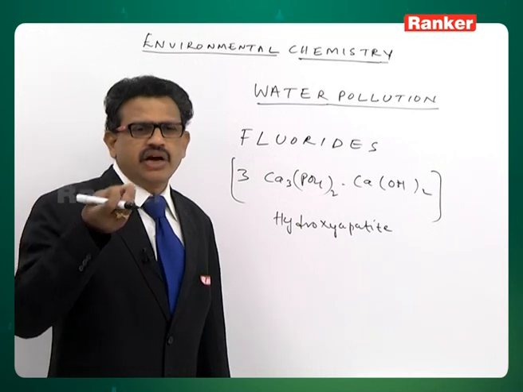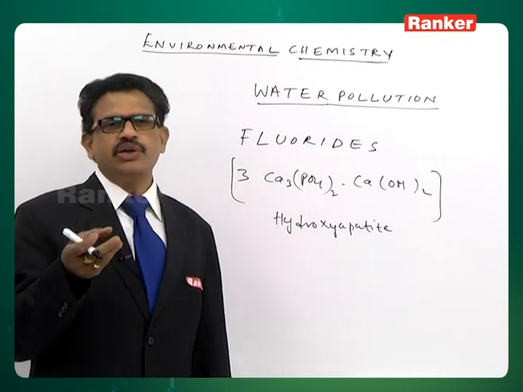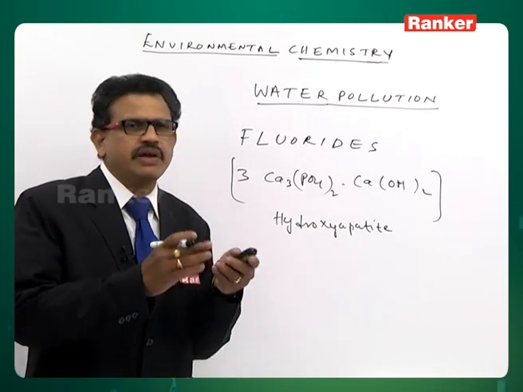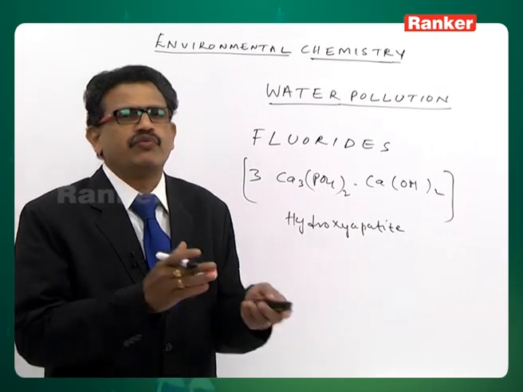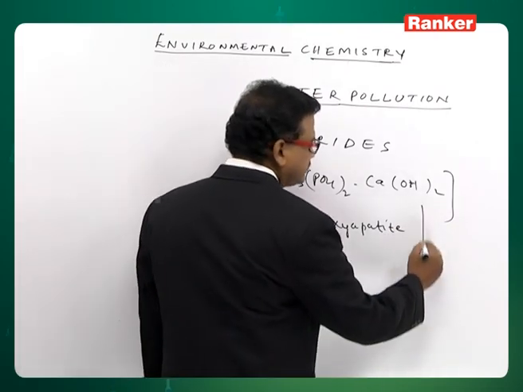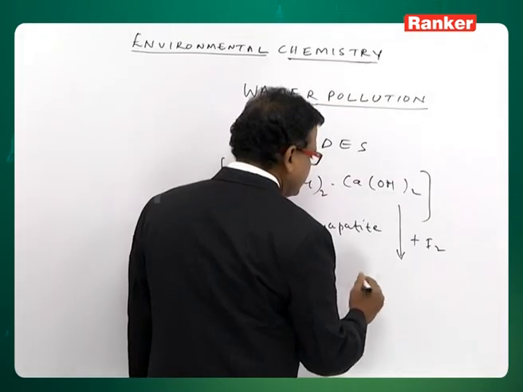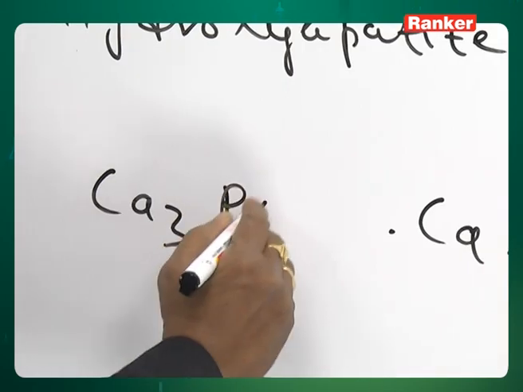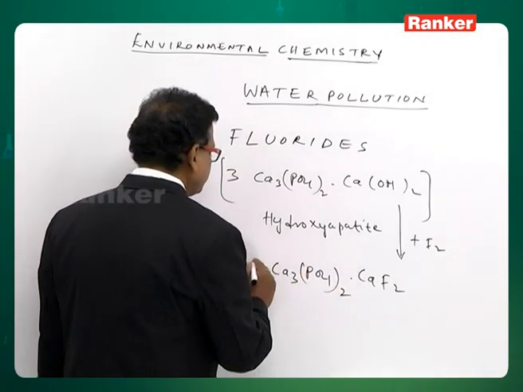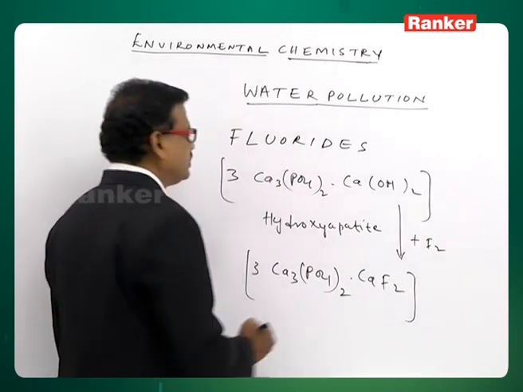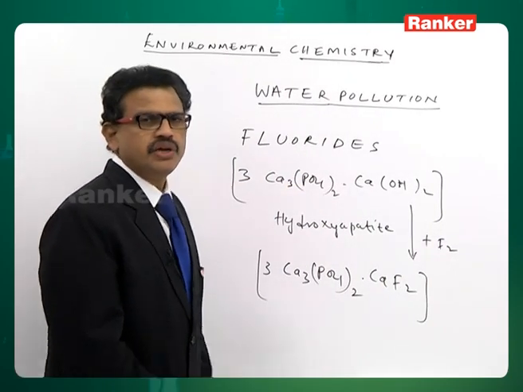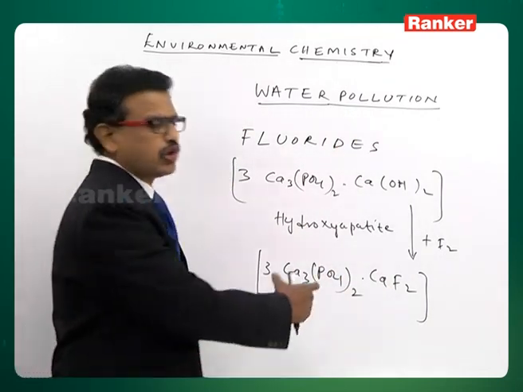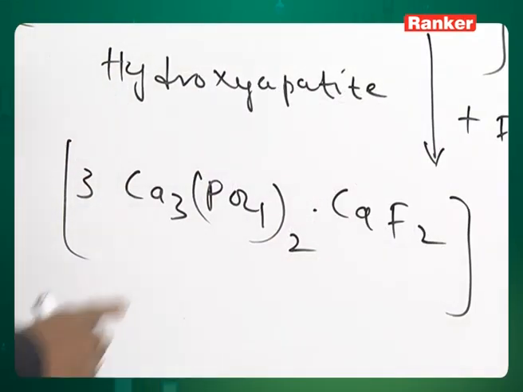The enamel on the surface of the teeth will be converted into much harder fluoropatite when it combines with fluorine. That means this hydroxyl form is now converted into the fluoridated form. This is called fluoropatite, and it has come from hydroxyapatite.